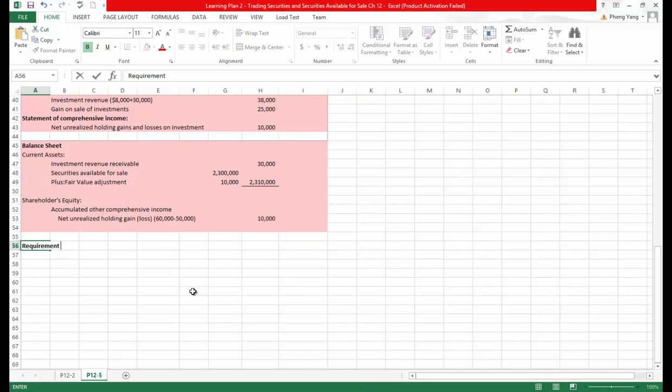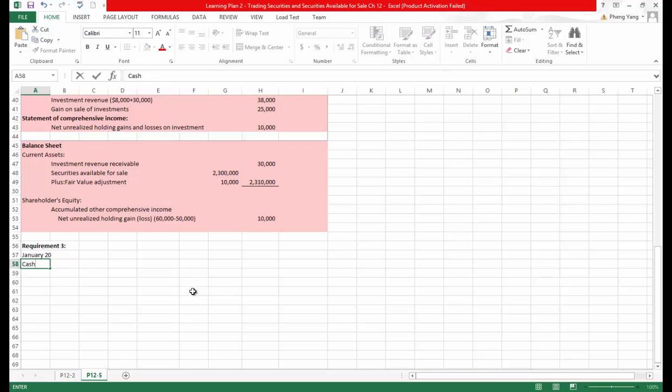For requirement 3, prepare the appropriate journal entry for each transaction or event in 2014. So in 2014, we've got 5 different transactions. On January 20th, they sold M&D Corporation shares for $1.485 million.